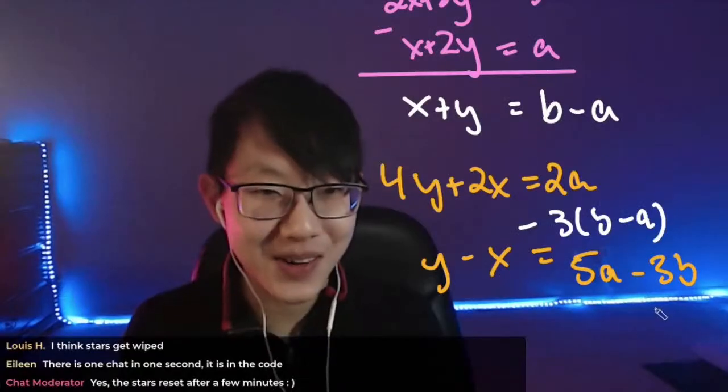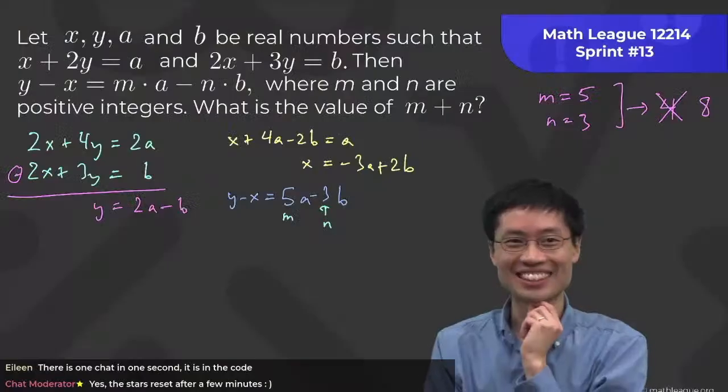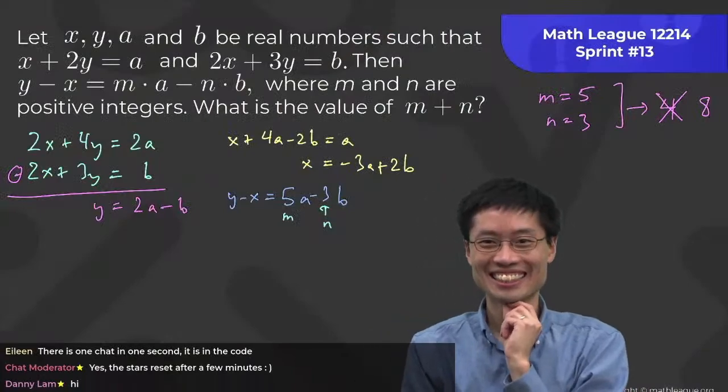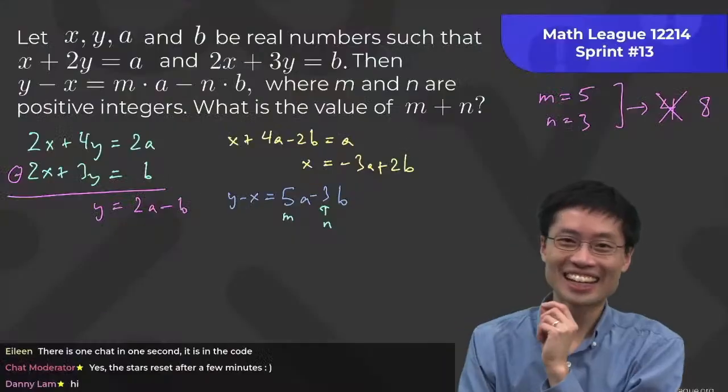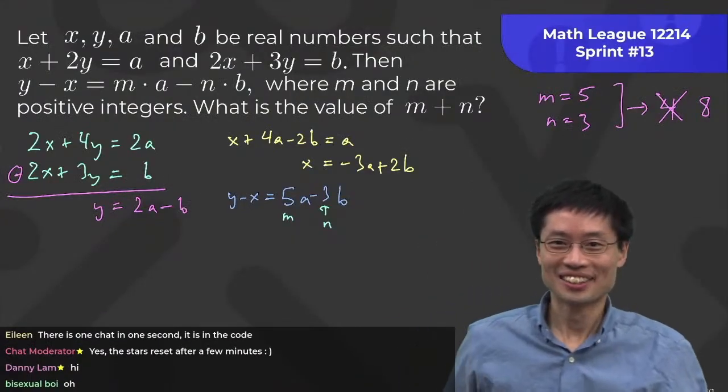Wait, what's the answer? I forgot what the answer was. It's 5a plus 3b is the answer. You got it. Oh, it is. Okay, cool. I didn't realize I had the right answer. Awesome. Okay. Well, thank you. Let's keep going.